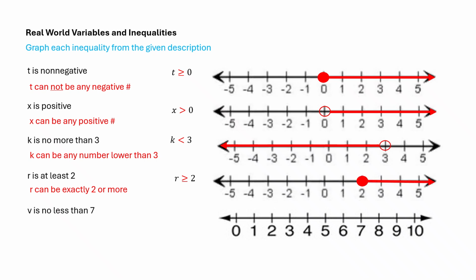V is no less than 7. This is actually similar to our previous problem. V can be exactly 7 or more. So that's two different phrases to say the exact same symbol, which is V greater than or equal to 7. Closed circle at 7, shade to the right. You might have to redo these and look at it again, but you'll see it in the problems.